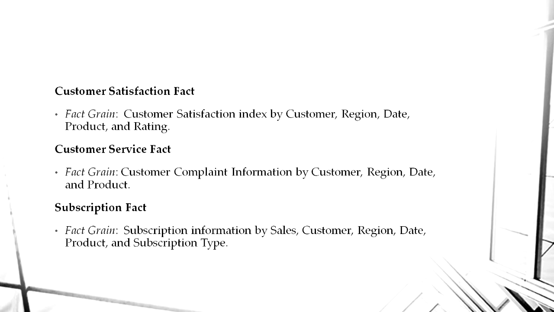In our next table, we have the customer service fact. The fact grain for this table is customer complaint information sorted by customer, by region, by date, and also by product. In our third and final table, we have the subscription fact table. The fact grain for this table is subscription information sorted by sales type, customers, by region, by date, by product, and by subscription type.